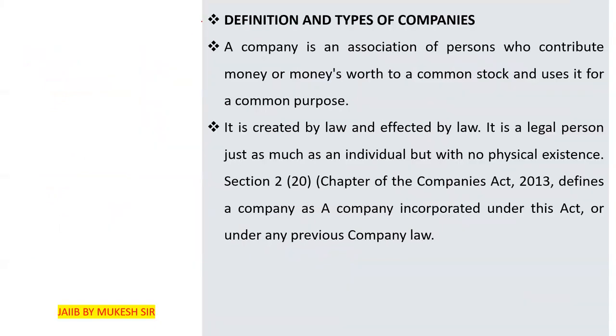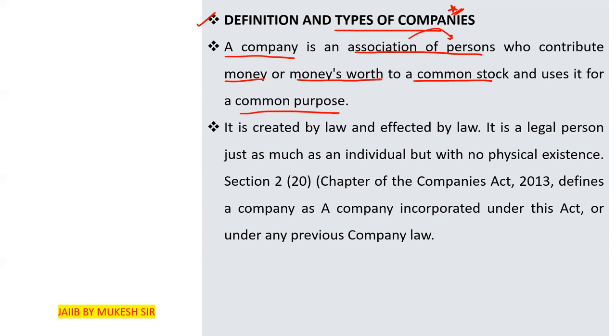So now let's discuss the definition and types of company, clear? First of all, we will discuss what is a company. A company is an association of persons who contribute money or money's worth to a common stock and use it for a common purpose, clear?